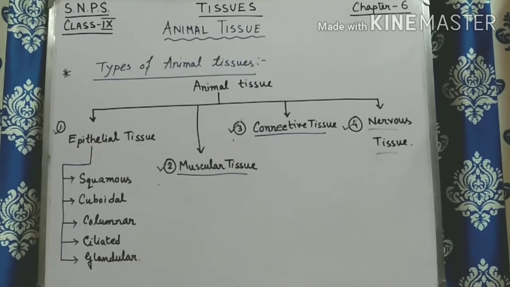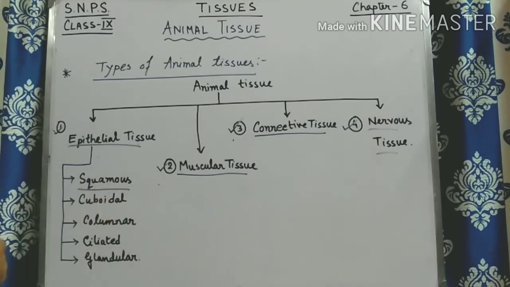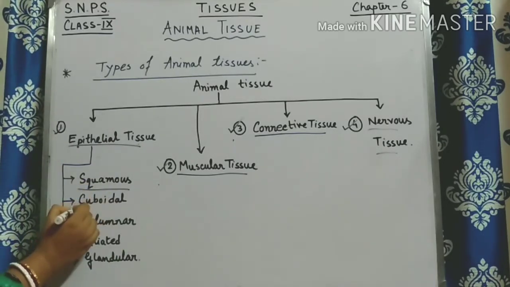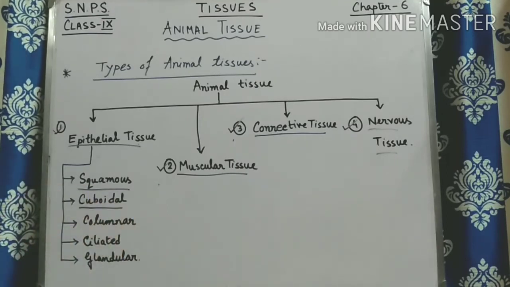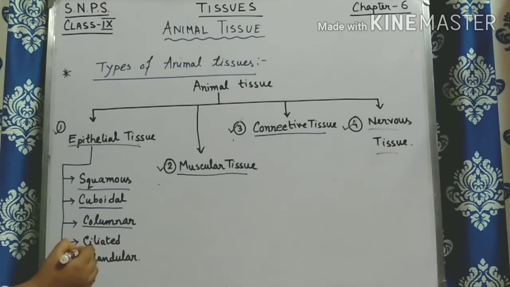Now let's see, there are 5 main types of epithelial tissues. That are, first one is squamous epithelial tissue. Second one is cuboidal epithelial tissue. Third one is columnar epithelial tissue. Fourth one is ciliated epithelial tissue. And the last and fifth one is glandular epithelial tissue. So here we have seen that there are 5 main types of epithelial tissue.